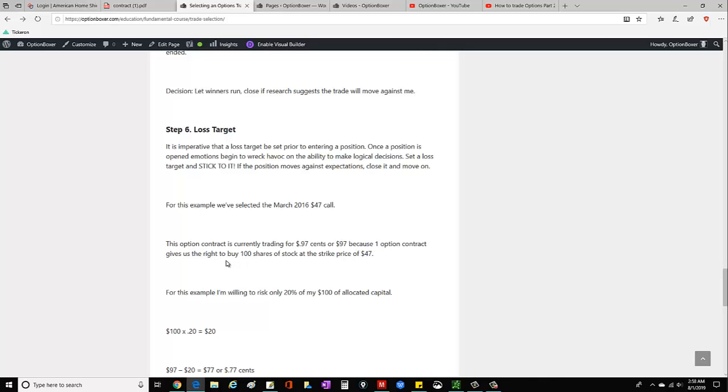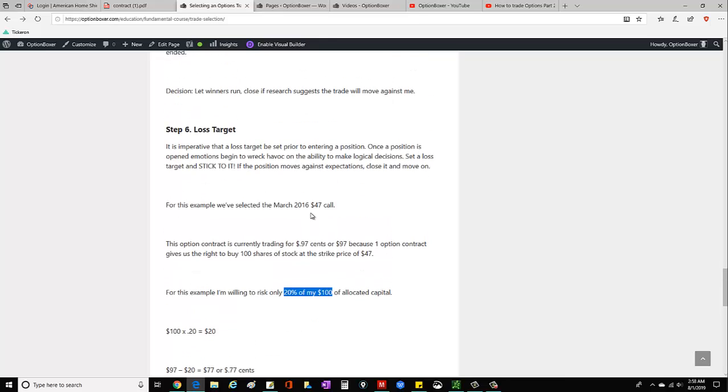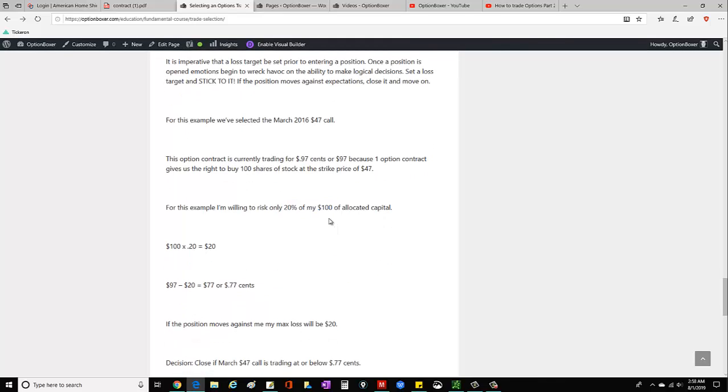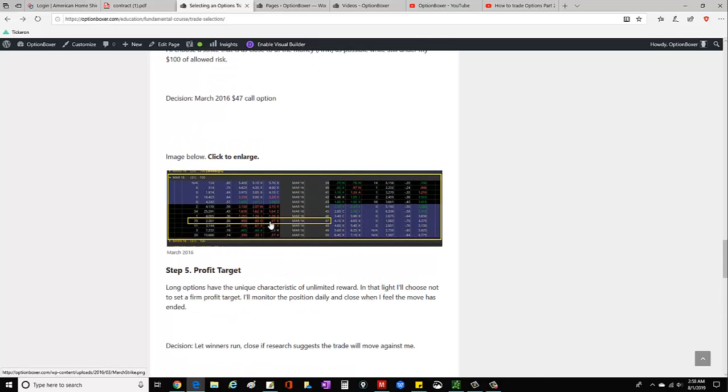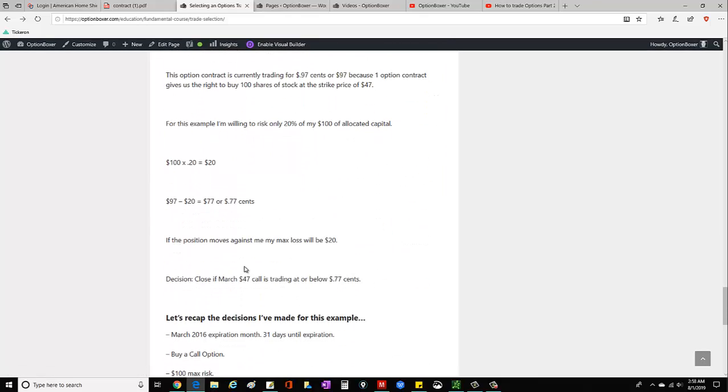as we talked about in an earlier video, gives us the right to buy 100 shares at the 47 strike price. For this example, I only want to risk 20% of my $100. So this kind of falls back into money management, but this will help us determine our stop loss. So of course, 100 times 20% is $20. And that means that at any point over the course of this trade, if this 97 cents becomes 77 cents, I'll simply close the position and walk away.